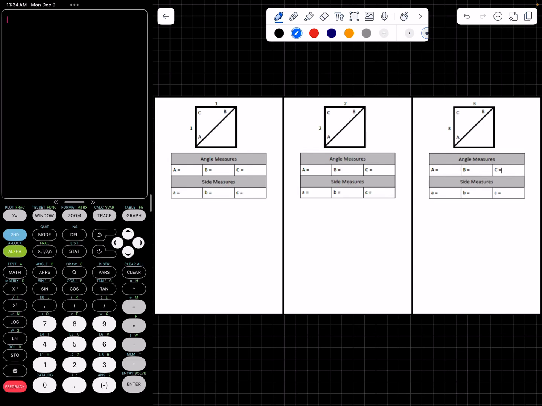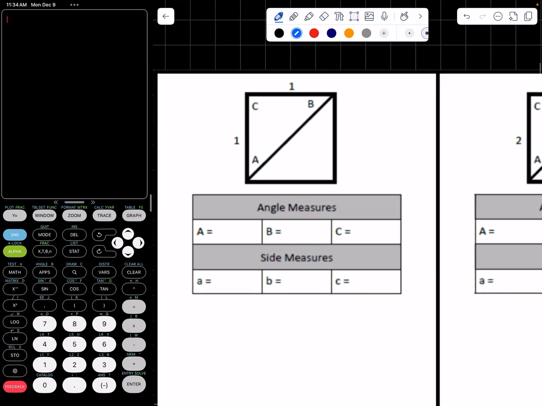So we're going to look at special right triangles, and we're going to develop what we know about 45, 45, 90 triangles in this video. So let's get right into this first triangle. First triangle made up of this square.